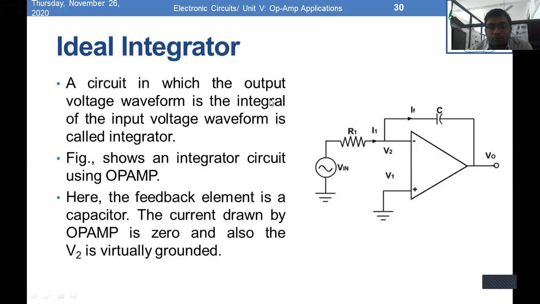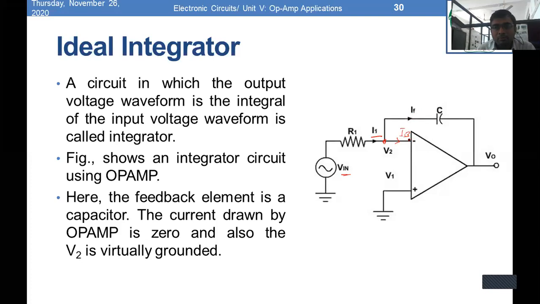So this is the ideal integrator circuit. Here the feedback element is a capacitor. You can use the term CF also, or C simply. For the op amp, as per this circuitry, the input voltage source V in is connected to the inverting terminal, from which a current I1 is drawn, and this current reaches the node V2. Then it is divided into two parts. One is IB, another is IF.